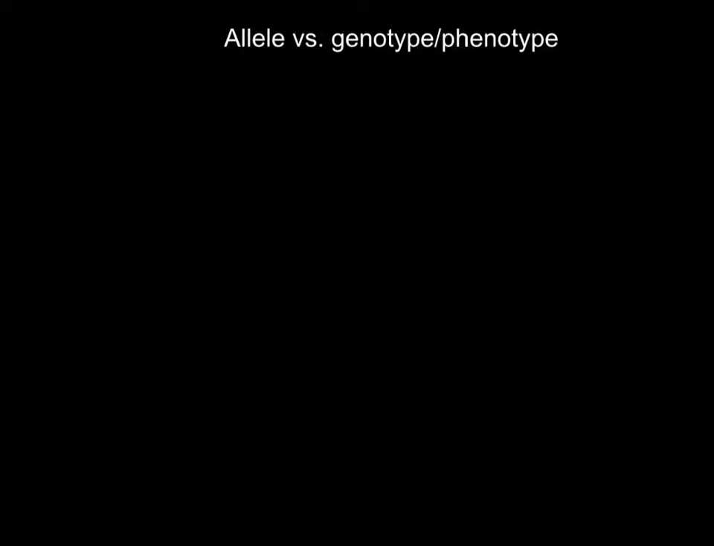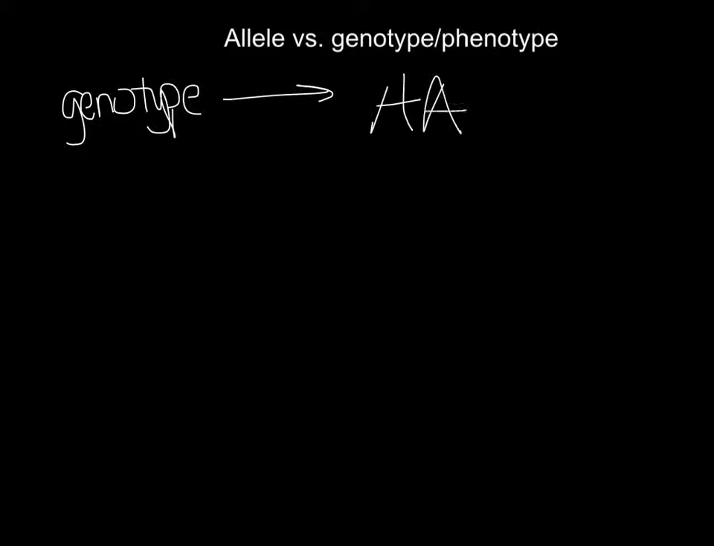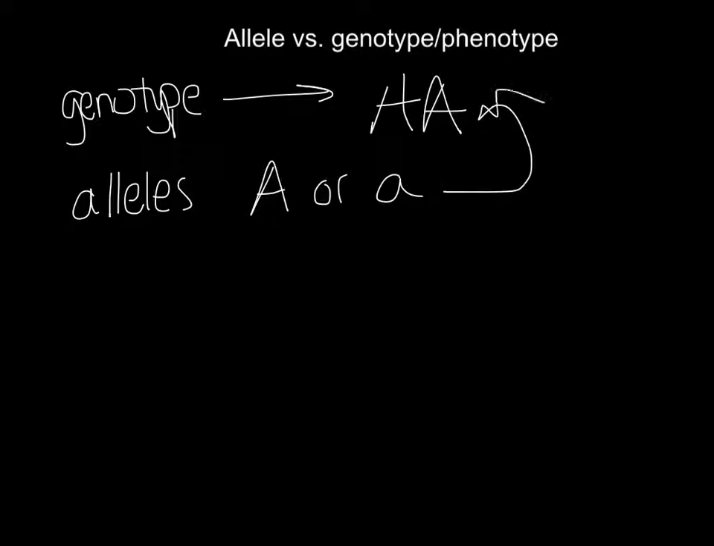So now the next thing is the allele versus a genotype or phenotype. The genotype again was the letters. So an individual could be big A, but the alleles for that would be if you were big A or little a, your two options for alleles. So in one genotype you would have two copies of the alleles.